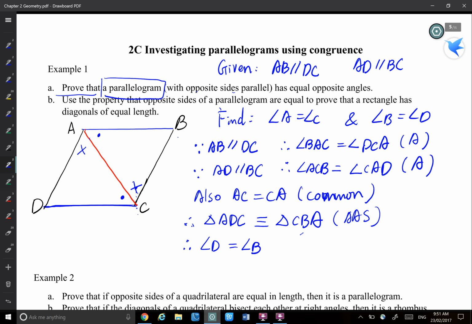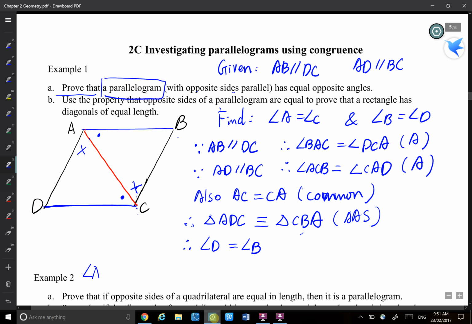If that's equal, angle A will equal angle DAC plus angle BAC. Angle C will equal angle DCA plus angle ACB.